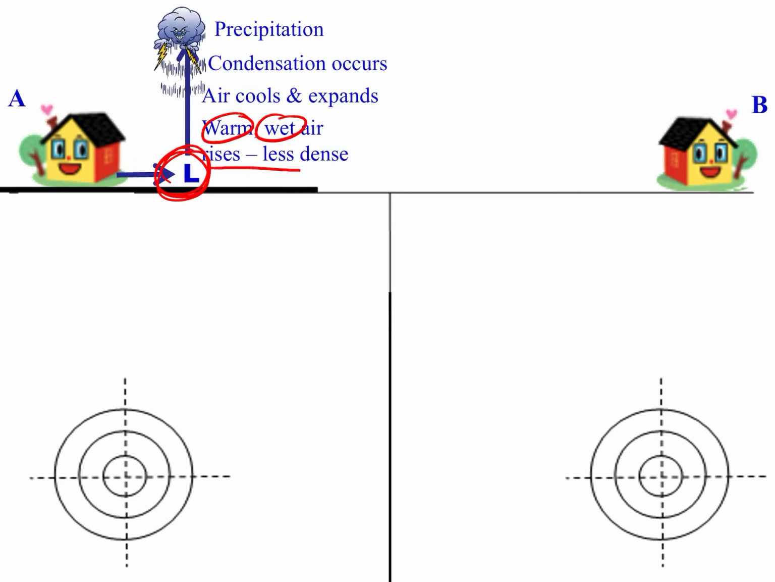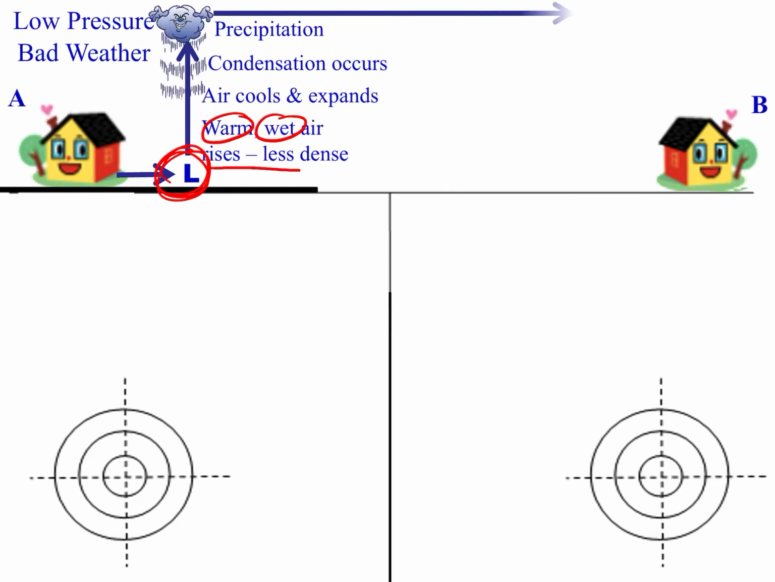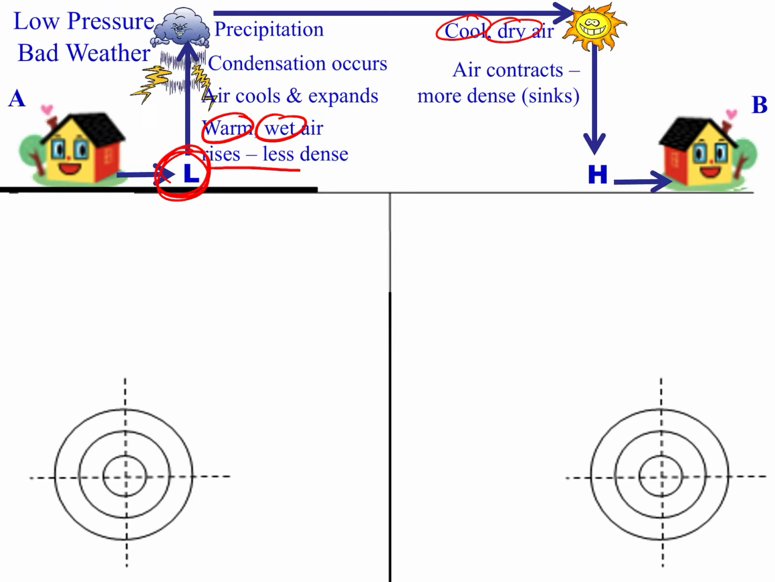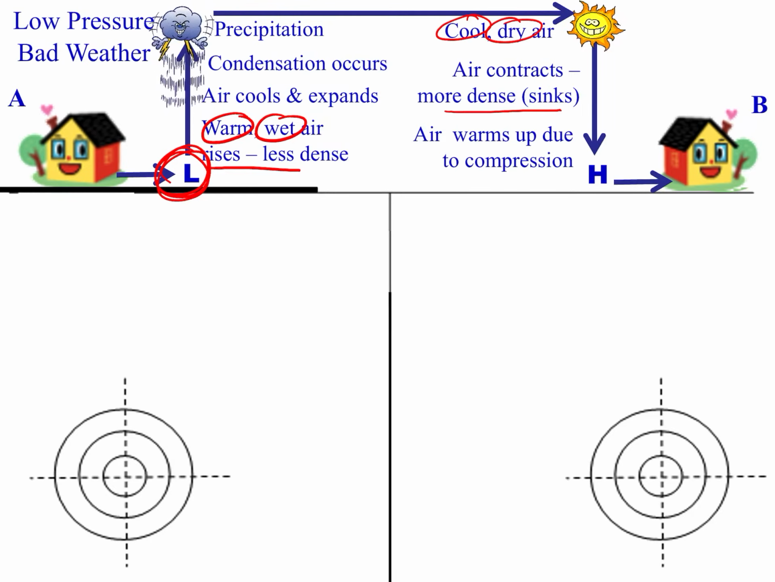Okay, now you got rid of all that moisture. Now you have dry, cold air. That dry, cold air is going to be your high pressure system, right? Cool, dry, nice, clear skies. That's going to be your high pressure system. And since it's cool, it's going to be more dense and it will sink. Then it's going to warm up at the bottom.